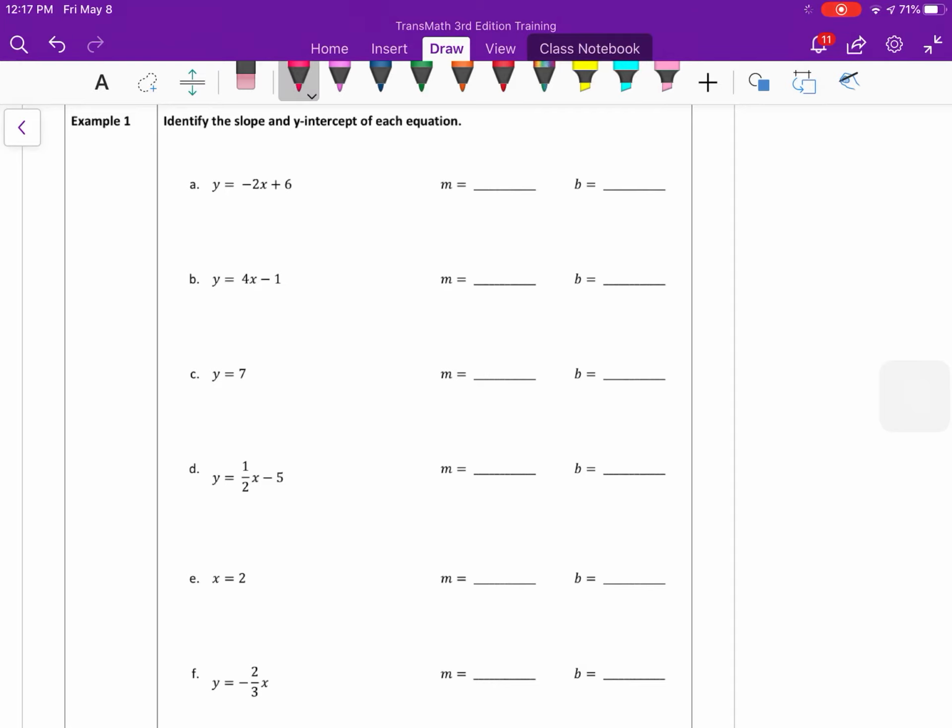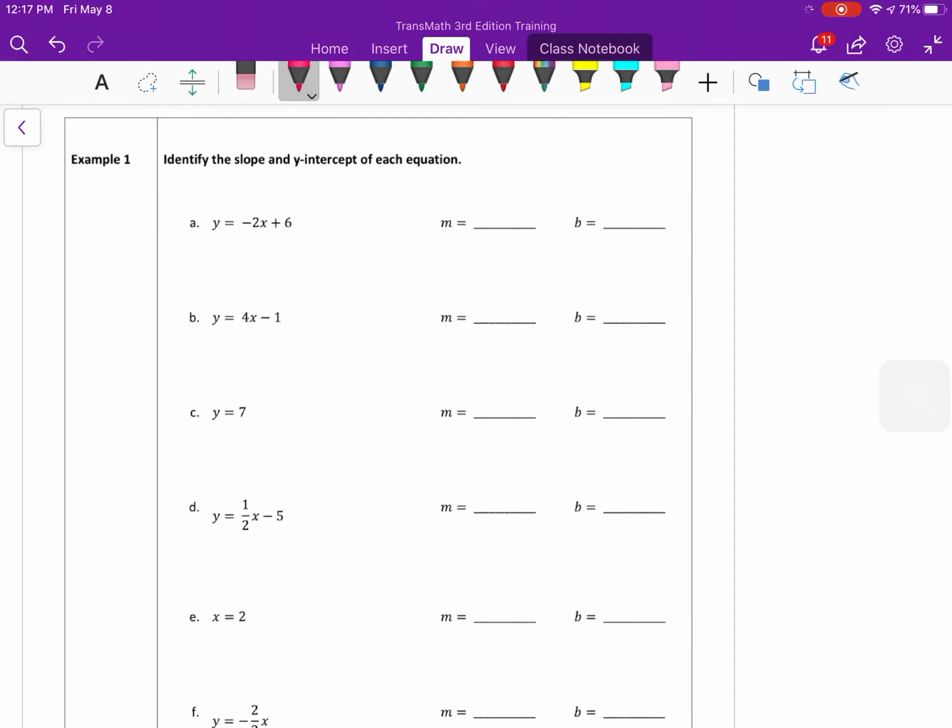All right, so let's just practice identifying the slope and y-intercept from the equations of our lines. mx plus b. So the number in front of the x is our slope. So this one we have a slope of -2. And then the number being added at the end is our y-intercept. So 6. In B, the slope is 4, or we could say that is 4 over 1, up 4 over 1. And our y-intercept is -1. So slope and y-intercept.